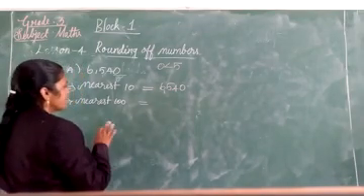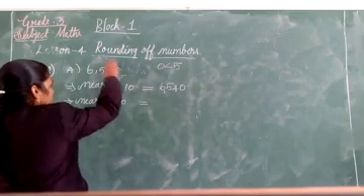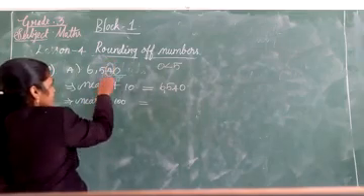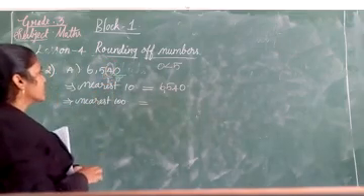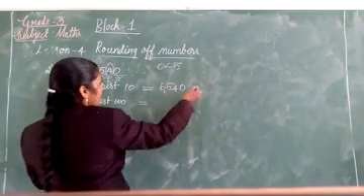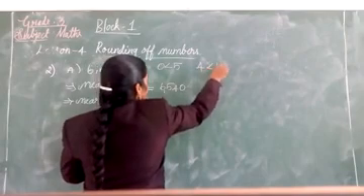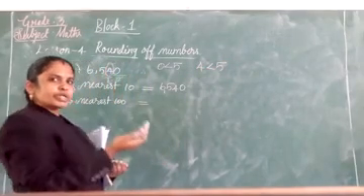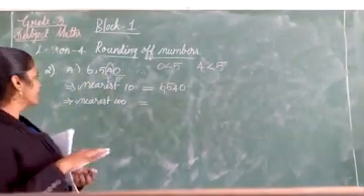Nearest 100 means we should look at the digit at the place of tens. So, what is the digit? The digit is 4. That 4 is less than 5. So, we should round down to the nearest 100.